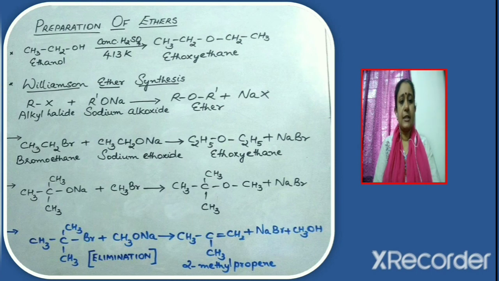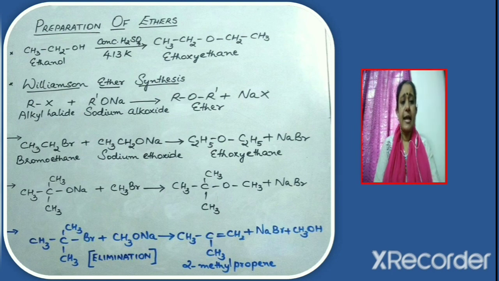Consider another example. The ether to be prepared in this case is tertiary butyl methyl ether. To obtain this ether by Williamson ether synthesis, the reactants taken should be sodium tertiary butoxide and bromomethane. Then we can get the product tertiary butyl methyl ether.